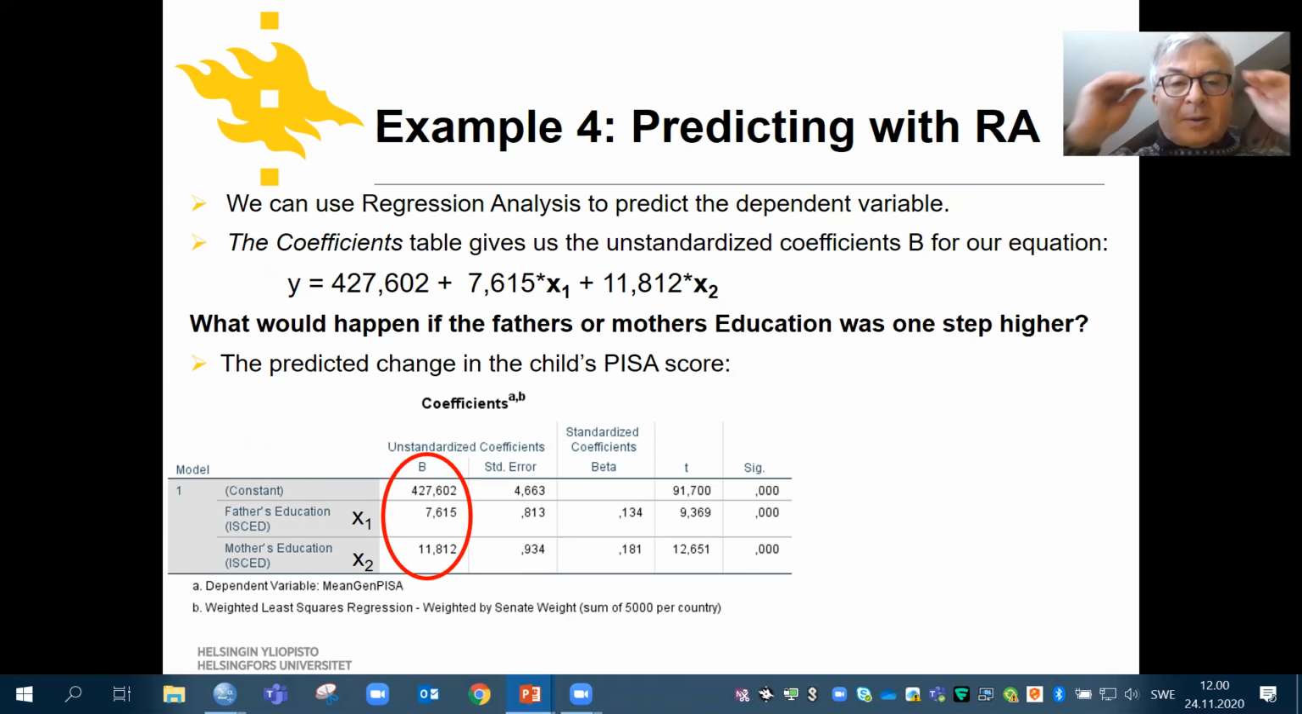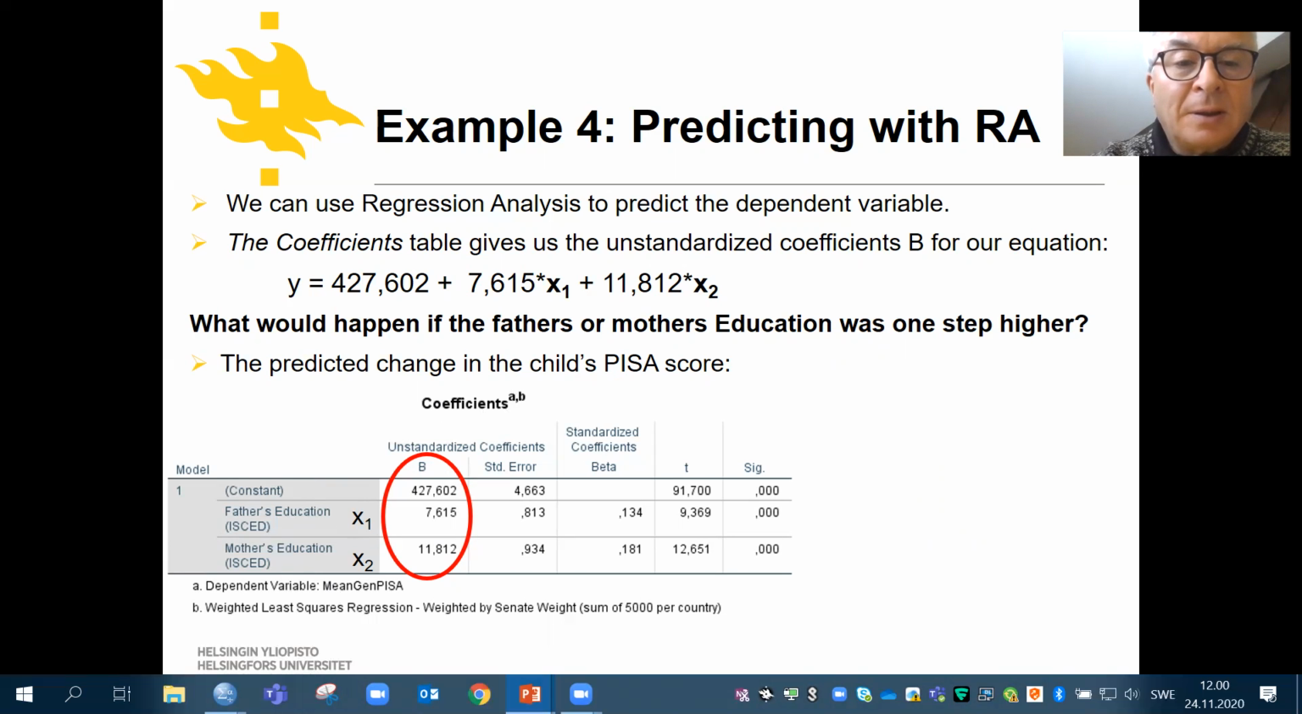Now then, I already spoke about the possibility of predicting with regression analysis. And here we have an example of that. So if you want to predict, then you don't use the standardized coefficients, you use unstandardized ones. And here we would have as the dependent variable the child's PISA score, and then the father's education and the mother's level of education.